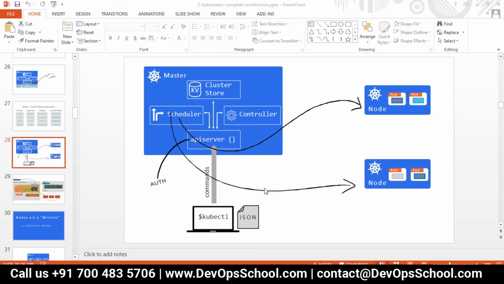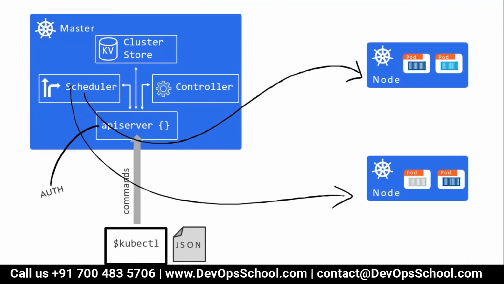Okay guys, so please focus on my screen. Let's continue the discussion from where we left off last day. Now we have figured out what we have in the master. The master has four components. I assume we understood them well: API server, cluster store powered by etcd, controller manager, and scheduler.